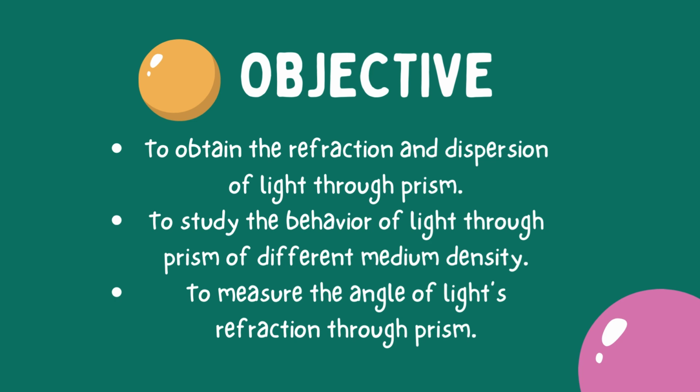In experiment O2, the objectives are to obtain the refraction and dispersion of light through a prism, to study the behavior of light through prisms of different medium density, and third, to determine the angle of light's refraction through the prism.